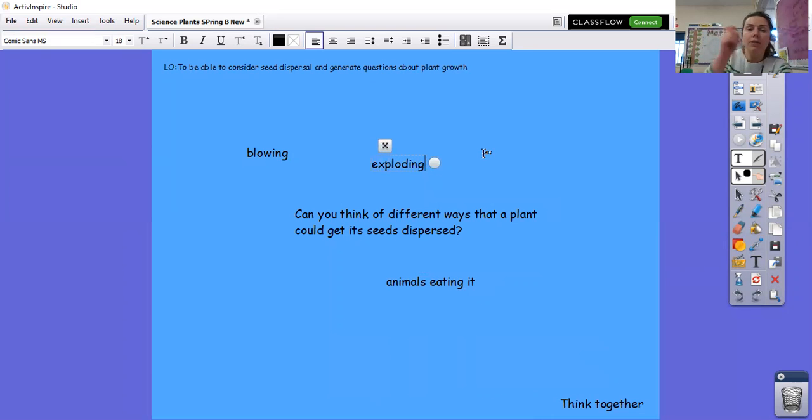Exploding is another way of seeds dispersing themselves. So we've got blowing, we've got exploding, we've got animals just eating it. We got just simply falling off the tree. Think of the conkers every year, conkers falling down from the tree. So falling is another way of seeds dispersing themselves.